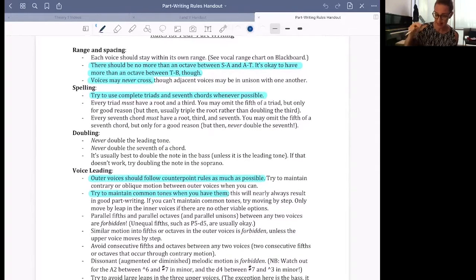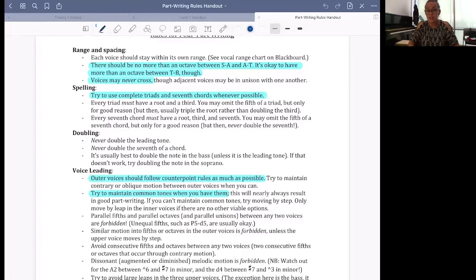The first thing is spacing. Now, there is a vocal range handout on Blackboard for you to take a look at and just keep on the back burner. The big thing with spacing is that you have to be cognizant of your upper 3 voices. At no time can you have more than an octave between neighboring voices. So soprano and alto have to be an octave or closer, and alto and tenor have to be an octave or closer to one another.